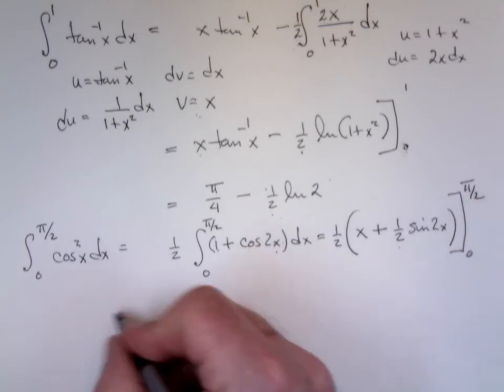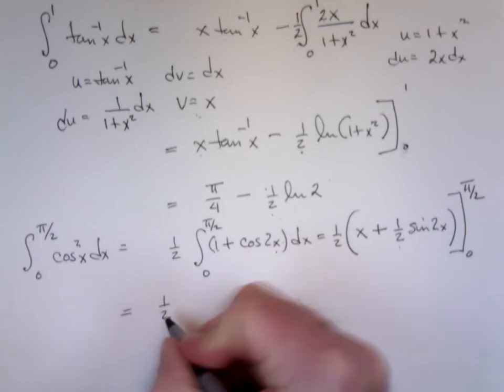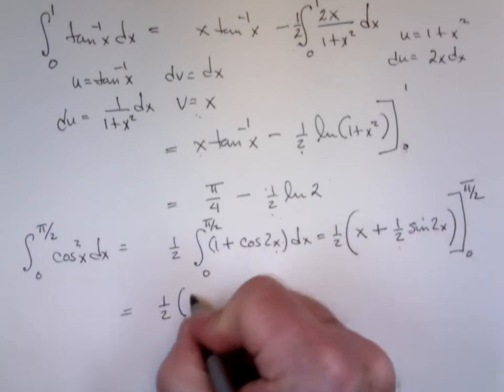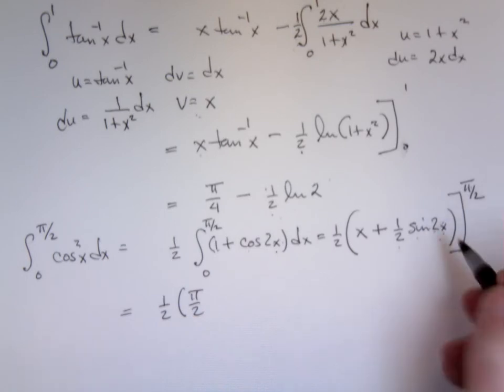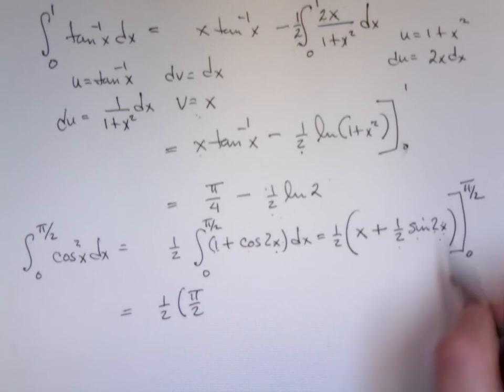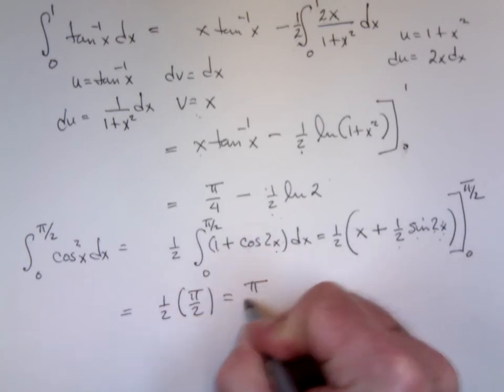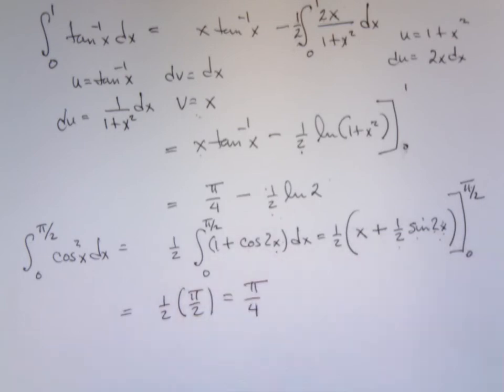That's kind of weird. Anyhow, so you get 1/2 times pi over 2. Substitute in pi over 2, you get 2 times pi over 2. The sine of pi is 0. Forget about it. Substitute in 0 to get 0. You end up with pi over 4. That's the way it works out.